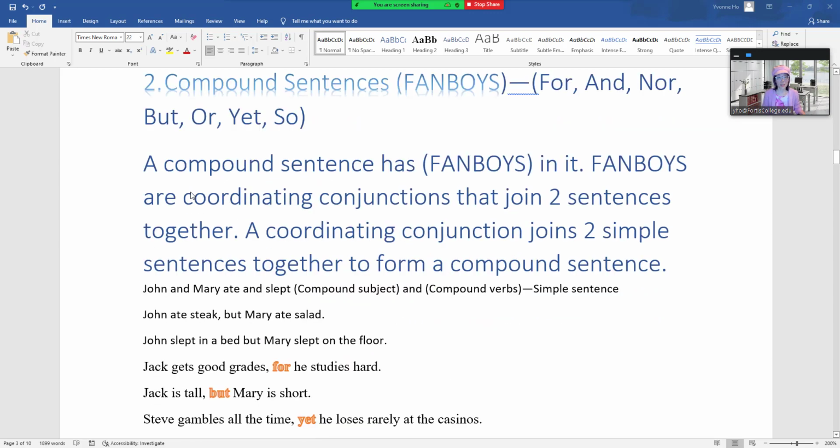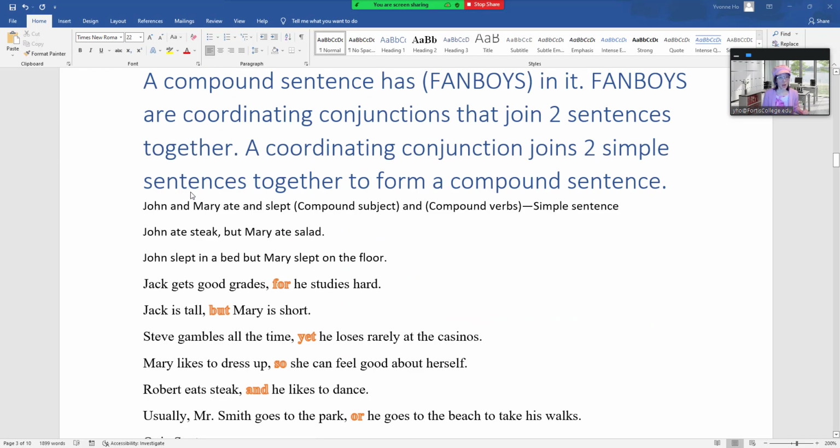So here are some examples. John ate steak, but Mary ate salad. So here John ate steak, that's one simple sentence, one independent clause. And Mary ate salad, that's another independent clause, joined together by but. And but is one of the FANBOYS. And you have to remember that when you have a compound sentence like this, you need to put a comma before the coordinating conjunction. That's a very common mistake in essays.